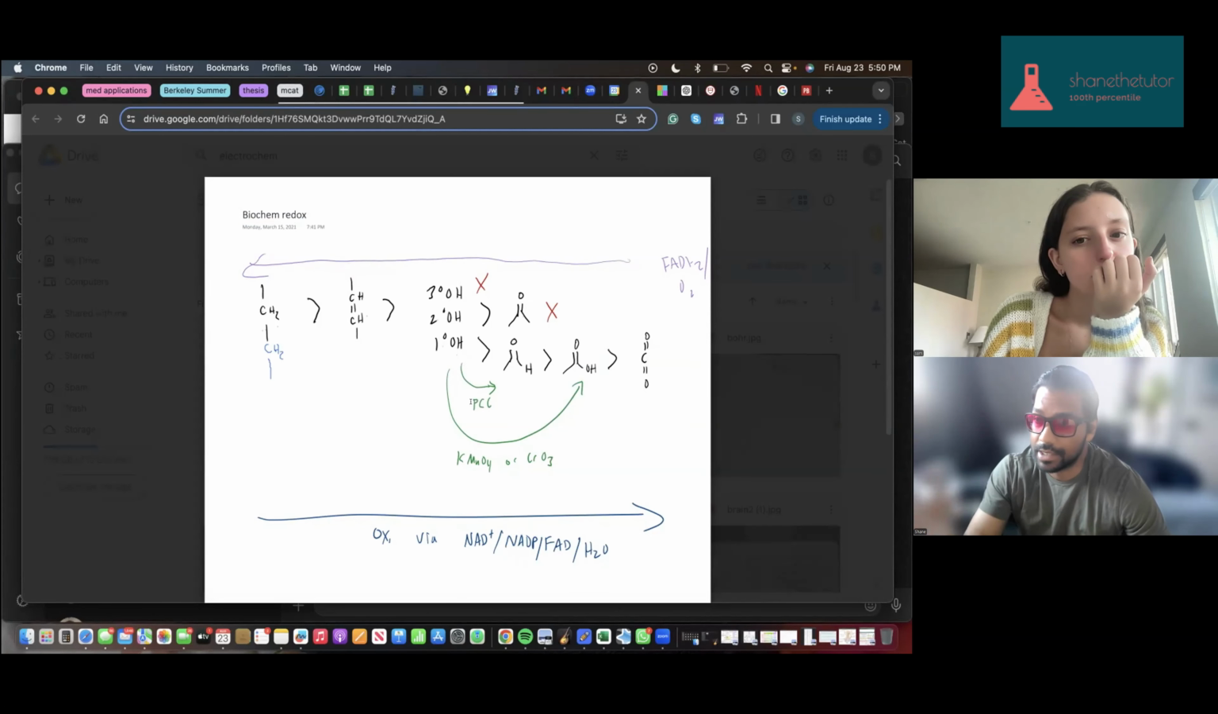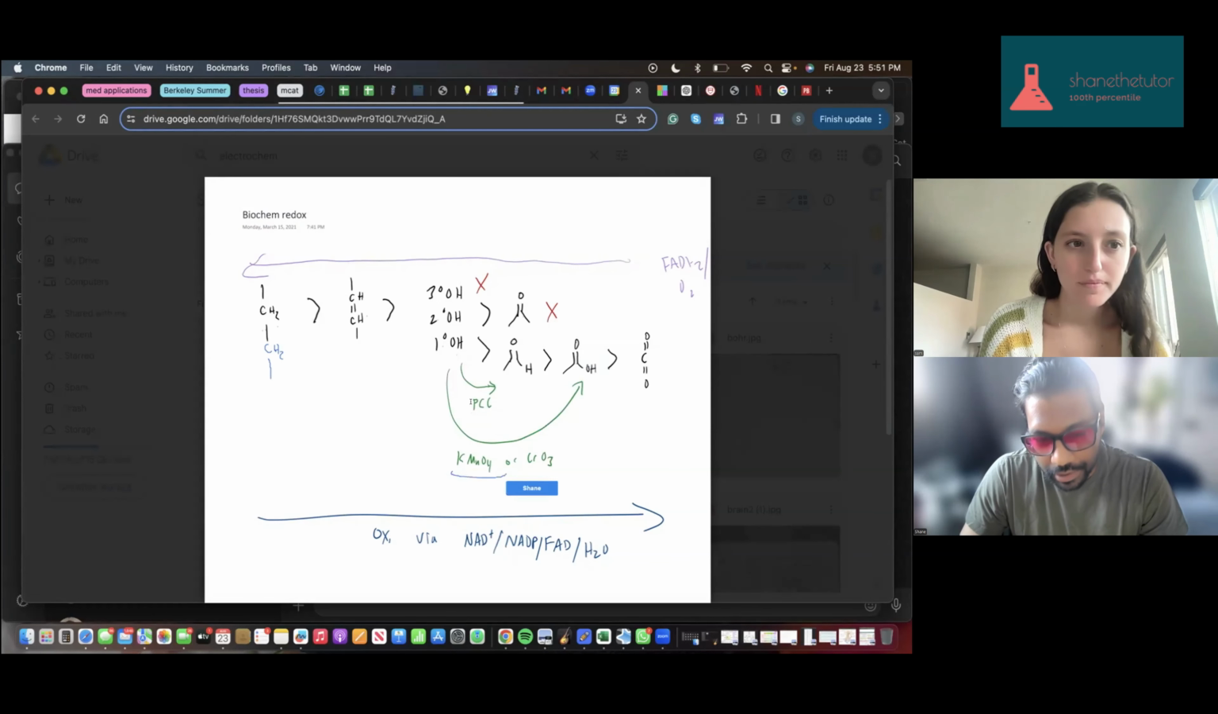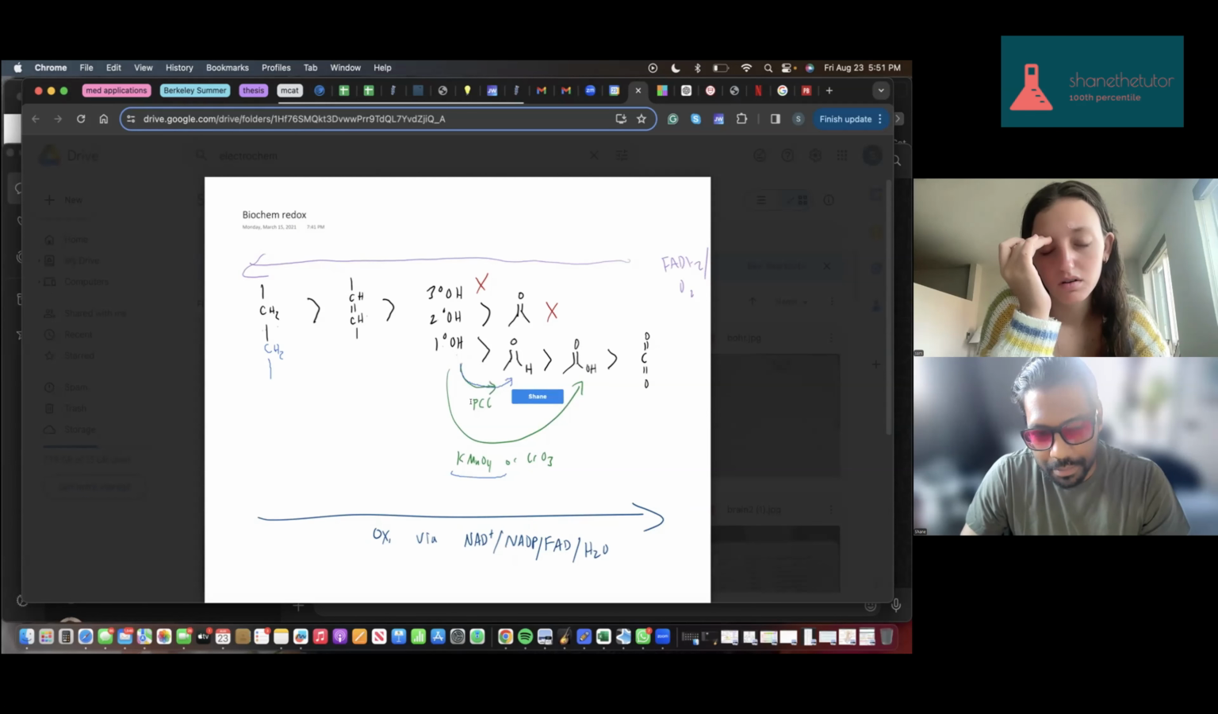Now you can see in green over here, I wrote that PCC is just a weak oxidizing agent compared to KMnO4. So the weak one would be able to oxidize the primary alcohol into the aldehyde, but the strong one can do it all the way to the carboxylic acid. Okay. Now, I didn't write it. I should probably add it.